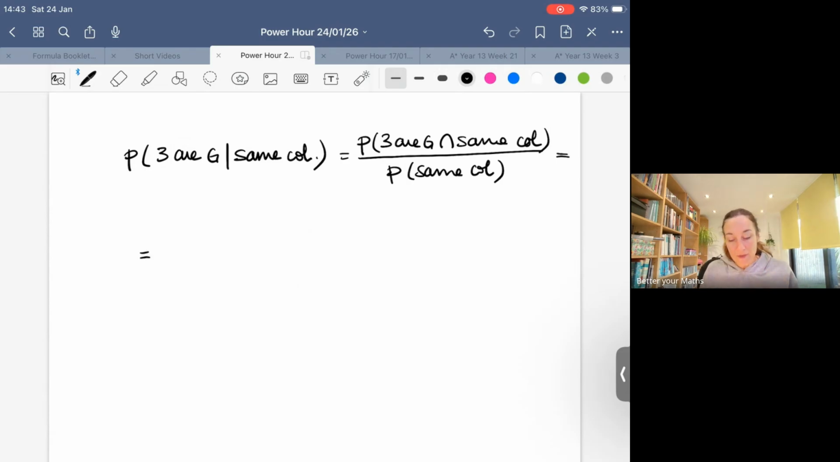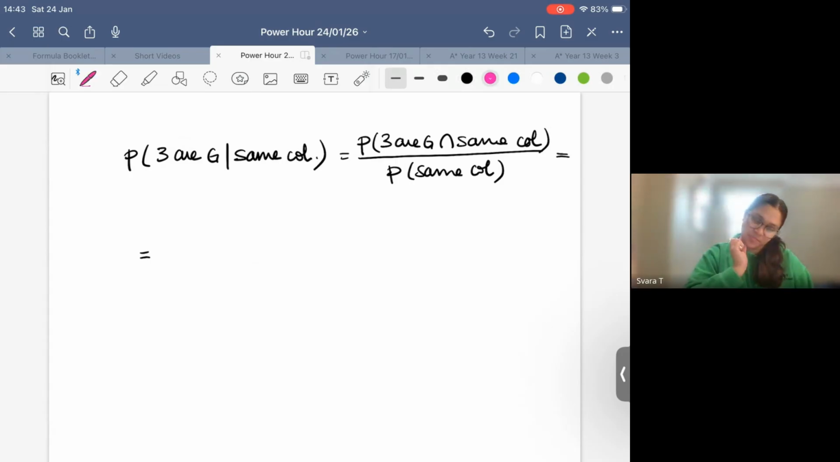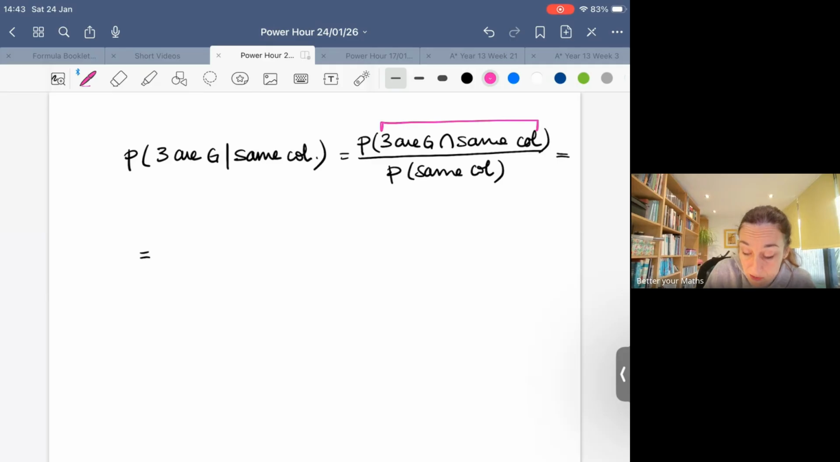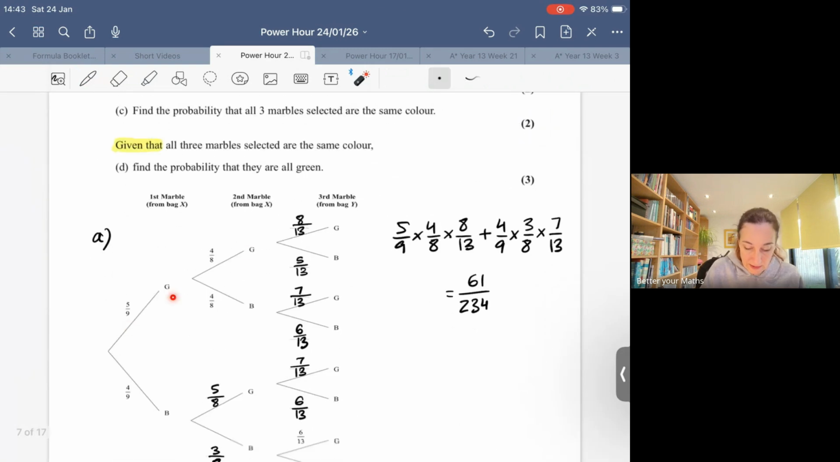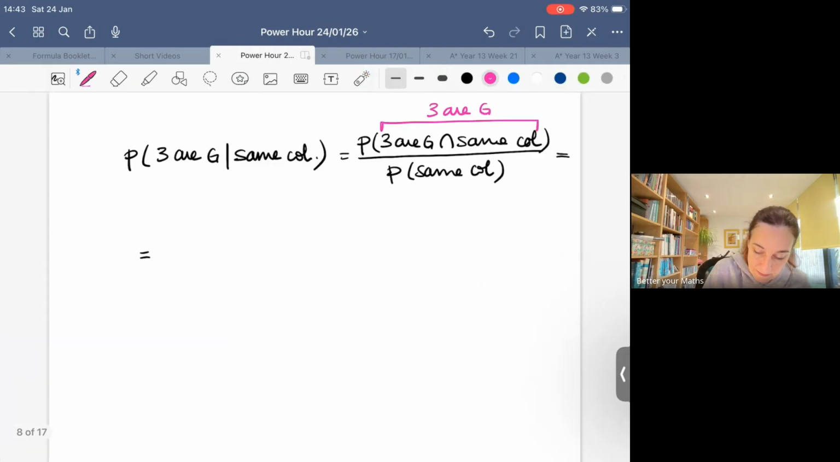What is the probability that the three are green and the same color? What is the intersection between same color and three green? Svara, what is the probability? Would it be 5/9 times 4/8 times 8/13? Exactly, which is really that the three are green. Same color and three green, it's only one chance: green, green, green. So green, green, green, as Svara says, is 5/9 times 4/8 times 8/13.